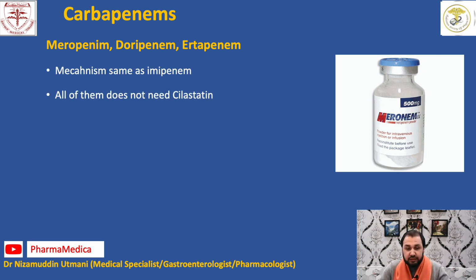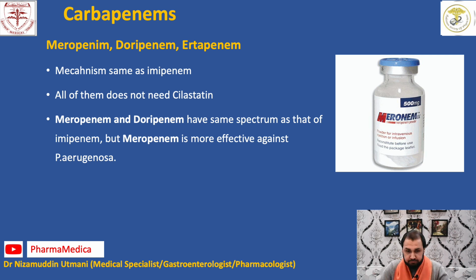The mechanism is the same as that of Imipenem. They don't need cilastatin. We give cilastatin along with Imipenem because cilastatin blocks the renal dehydropeptidase enzyme. It blocks the synthesis of the toxic metabolites from Imipenem. But Meropenem, Doripenem, and Ertapenem, all of them don't need cilastatin.